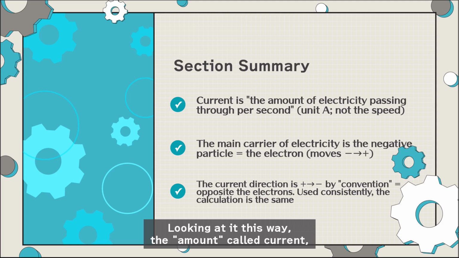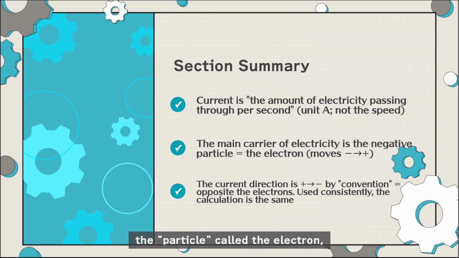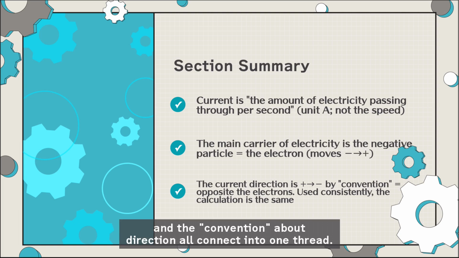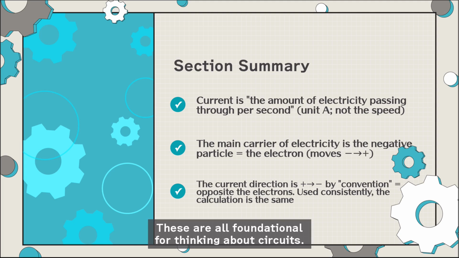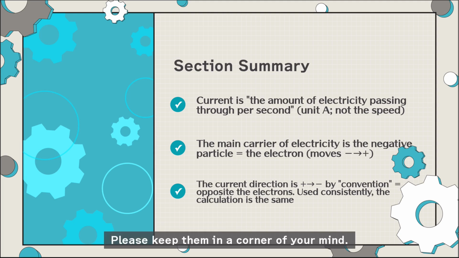Looking at it this way, the amount called current, the particle called the electron, and the convention about direction all connect into one thread. These are all foundational for thinking about circuits. Please keep them in a corner of your mind.